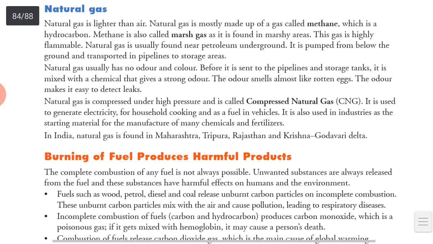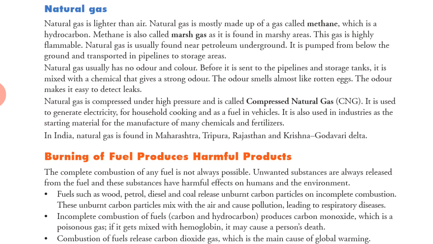Natural gas is lighter than air. Natural gas is mostly made up of a gas called methane, which is a hydrocarbon. Methane is also called marsh gas, as it is found in marshy areas. This gas is highly flammable. Natural gas is usually found near petroleum underground. It is pumped from below the ground and transported in pipelines to the storage areas.